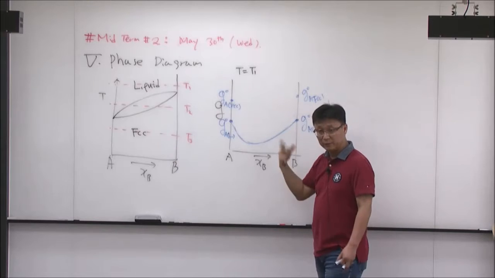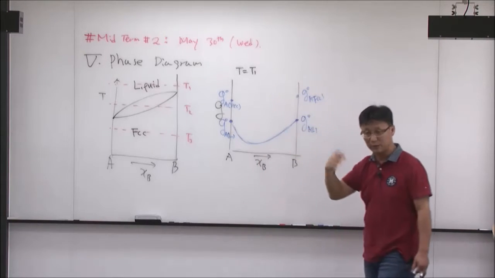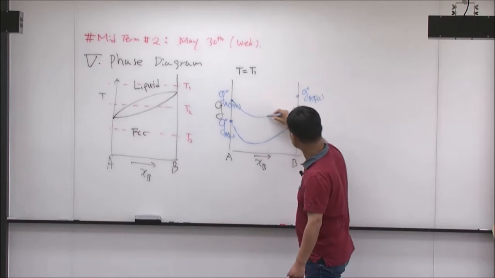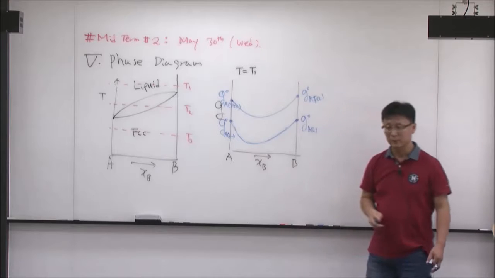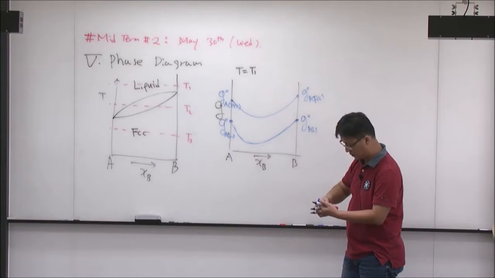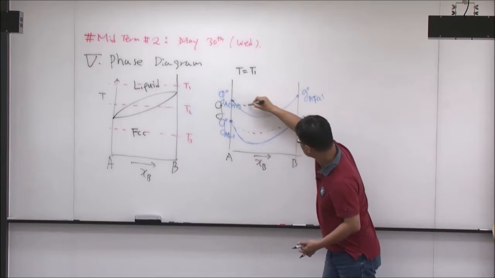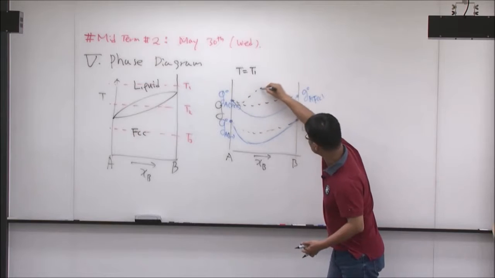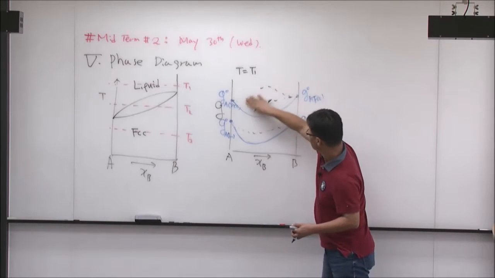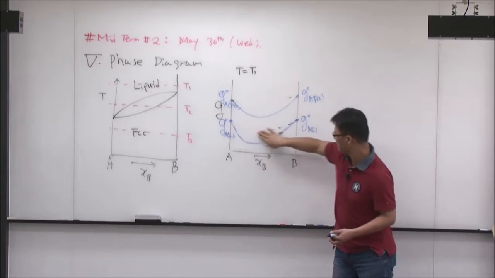Solid, same thing. It could be an ideal solution or a positive or negative deviation from the ideal solution. Whatever it is, it should connect to each other. And as I mentioned, the shape here could be even this, or it could be even this, whatever it is. It should connect to each other from the pure A side to the pure B side, okay?